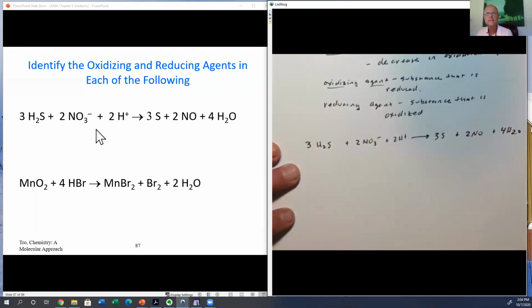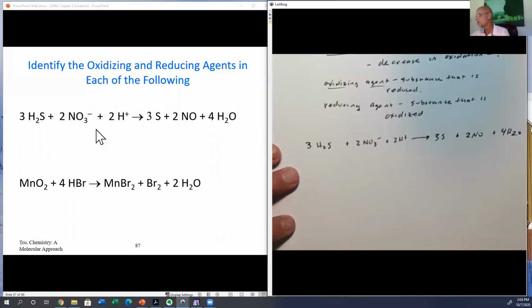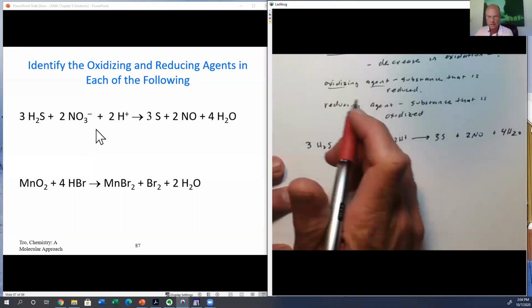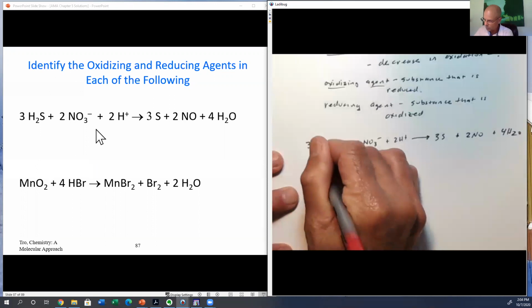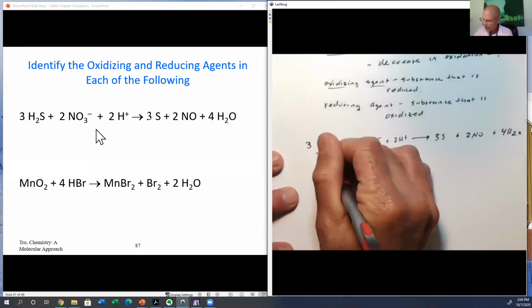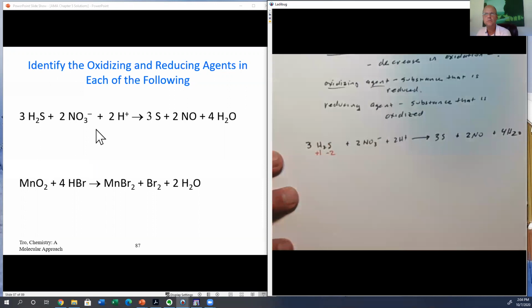There's the reaction. The next thing I'm going to do is assign oxidation states to every element in both the reactants and the products, using the rules that we looked at last time. I'm not going to go over those again because we don't have the time. So if you don't have those down yet, don't worry. You can go back and look at that. When I'm assigning oxidation states along here, I start with this one. I know that hydrogen is +1 from the rules, and sulfur is -2.